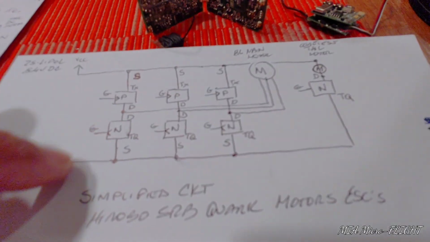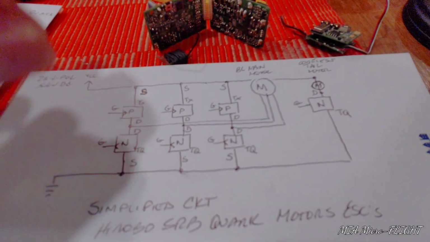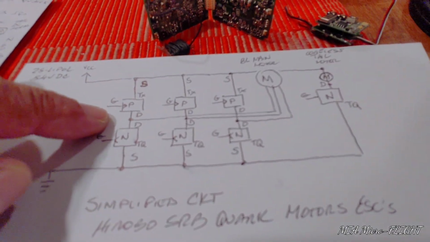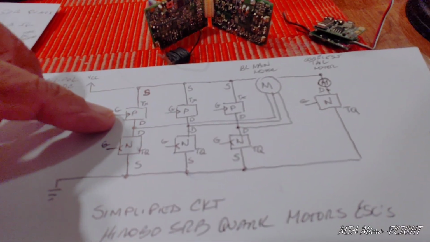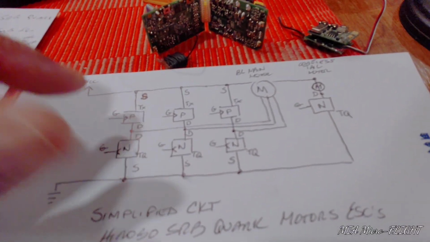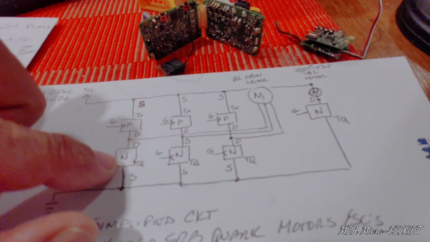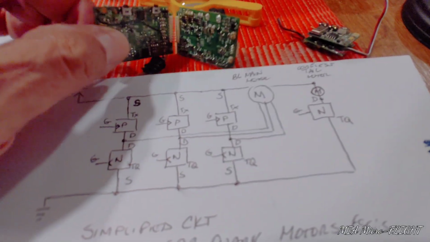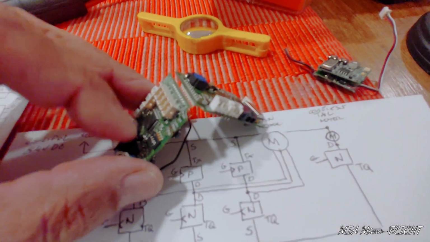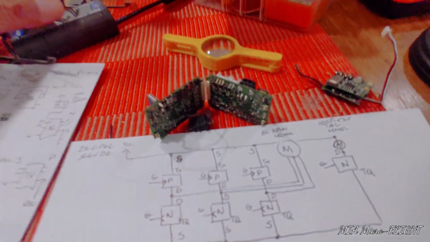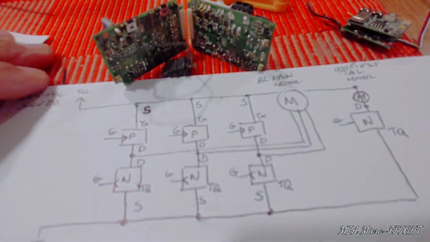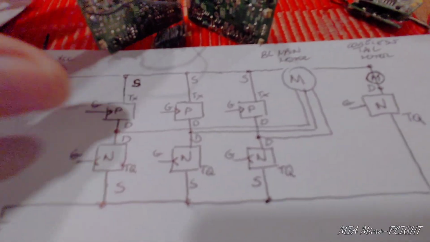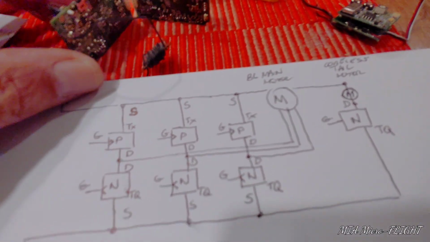This is a simplified schematic diagram of the MOSFETs. These are working in a P and N channel complementary MOSFET setup here for the ESC section of this control board for the Quark SRB helicopter that I show in some other videos. So I wanted to show the simplified diagram for anybody that may be wondering.